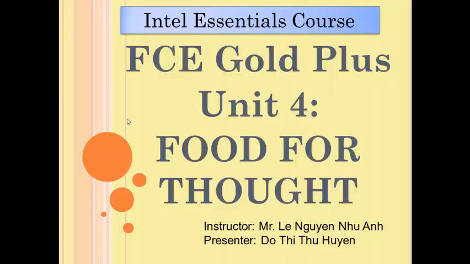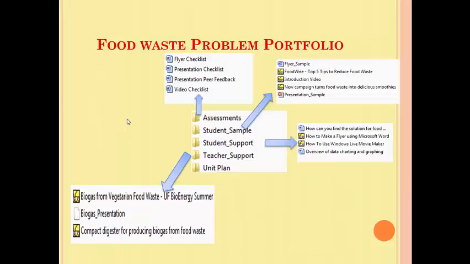In the Intel Essentials course, my unit is Food for Thought from the book Global Issues. As you know, food waste is the hottest topic nowadays, so I want my students to learn more about this problem through my lesson. As you can see, my portfolio includes five folders: the unit plan, the student support, the teacher support, the student sample, and the assessment.